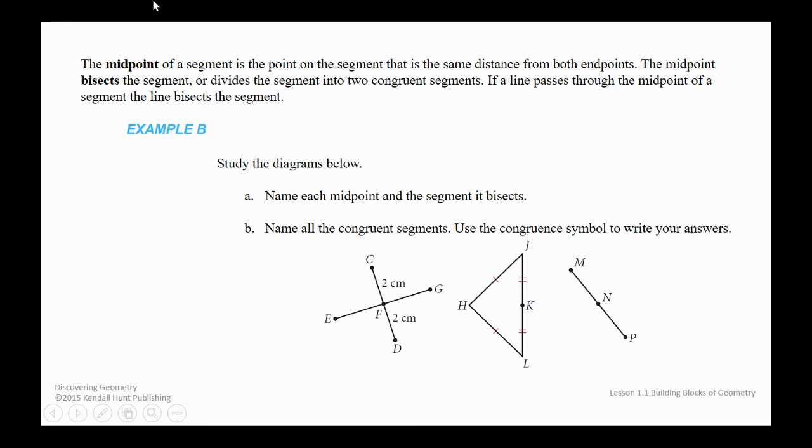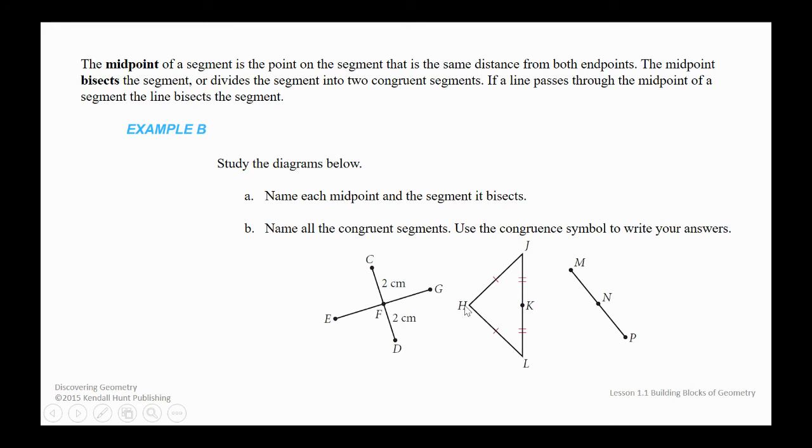So for example, I might say that F is the midpoint of CD. I know that because both of these two pieces are equal to each other. I couldn't say that F is the midpoint of EG, even though it looks like it's in the middle, we don't actually know that. There's no information there. Now, if I look over here, I could definitely say that K is the midpoint of JL. Again, it's marked congruent, so I know that that's the midpoint.